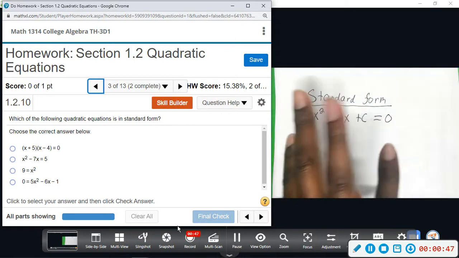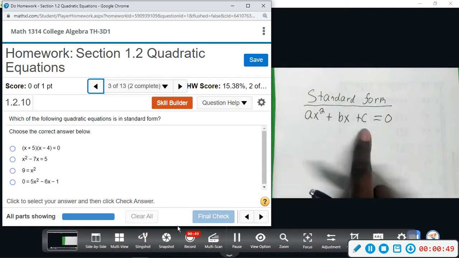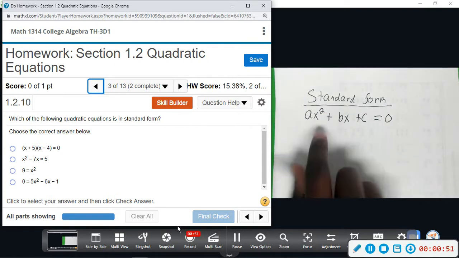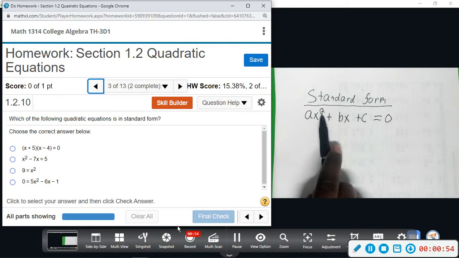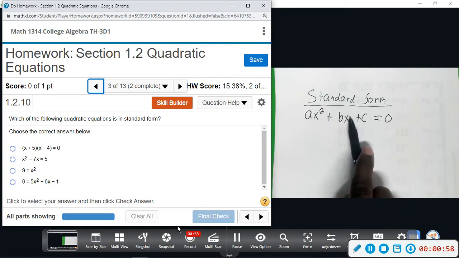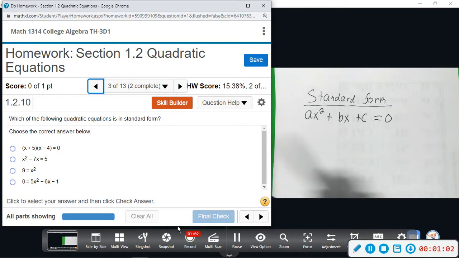And the order can be reversed. They can have 0 equals this. But standard form just means all of your variables are in descending order. So this is x to the second power. This is like x to the first power, and then 0. We have 2, 1, 0. So this is what standard form means. So we want to find out which one looks as close as possible to this form.